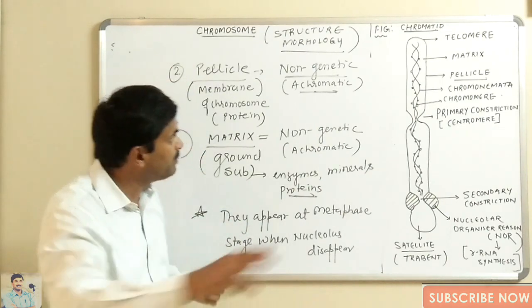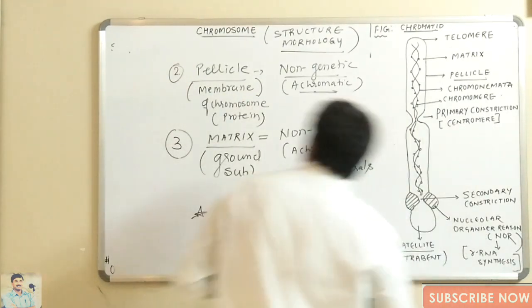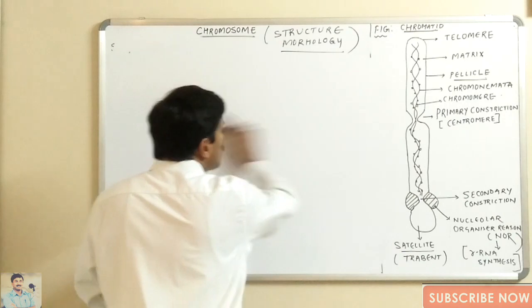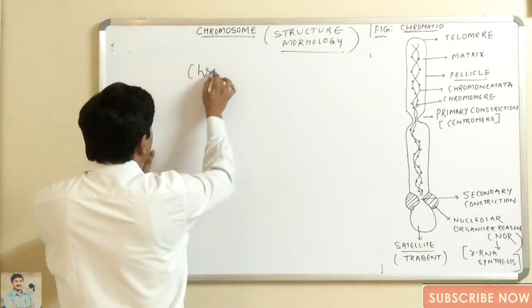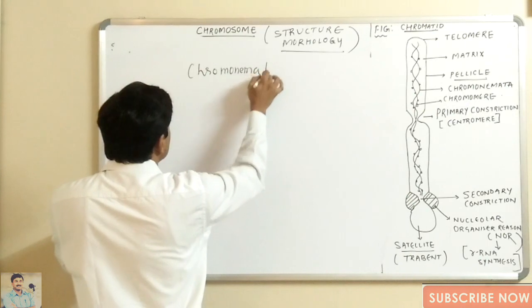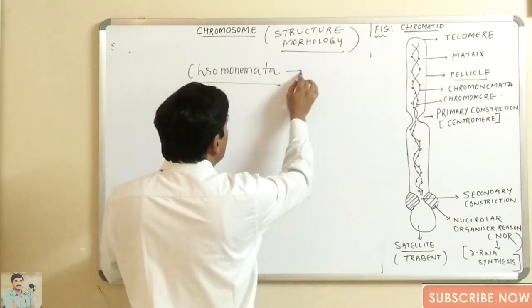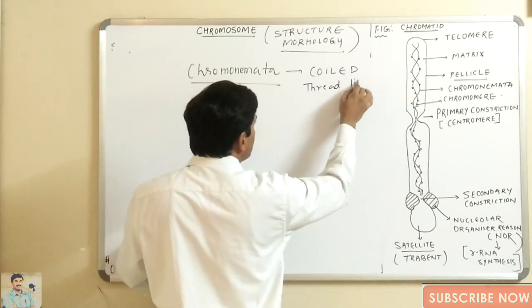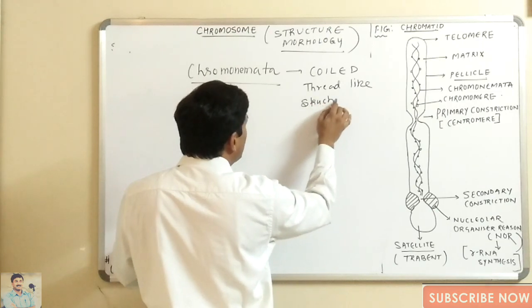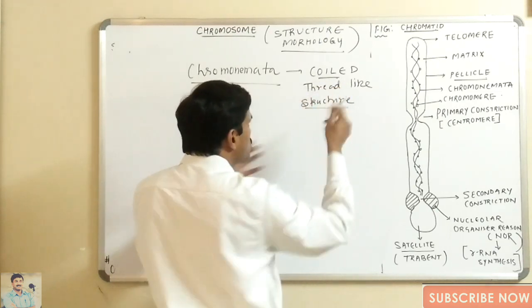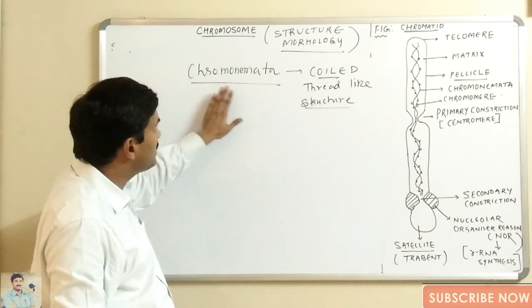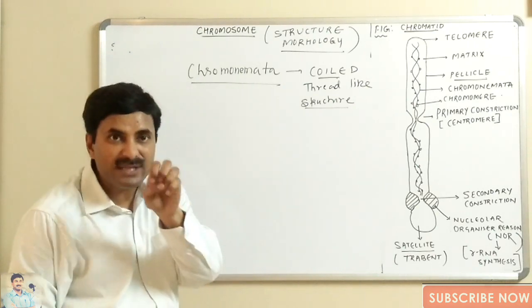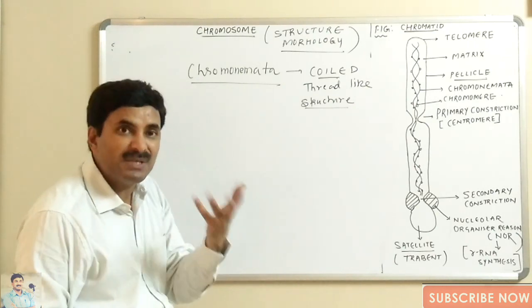So far we have discussed the telomere, the matrix and the pellicle. Now coming to the fourth part, which is the most important part of the chromosome, and that is the chromonema. This is the coiled thread-like structure. Chromonemata are coiled thread-like structures, too much coiled, found in the chromosome. Many people have confusion regarding the chromonema, so you have to clear the concept of what the chromonema basically is.